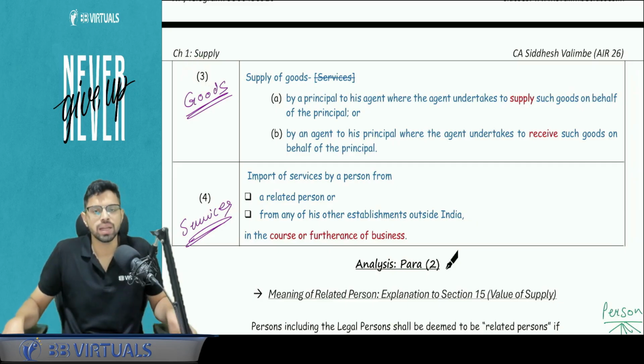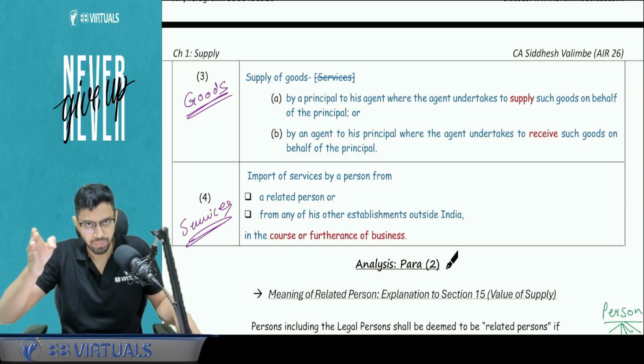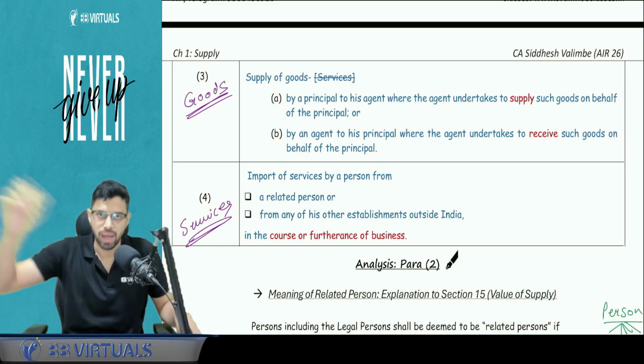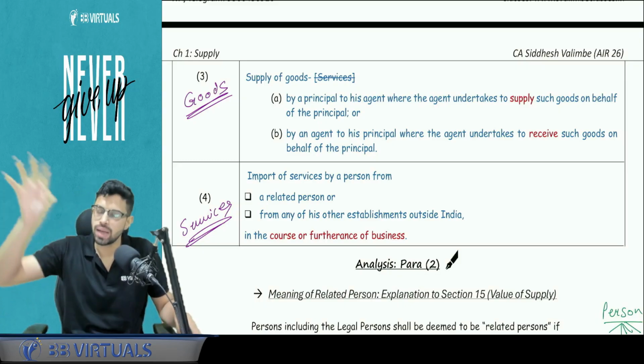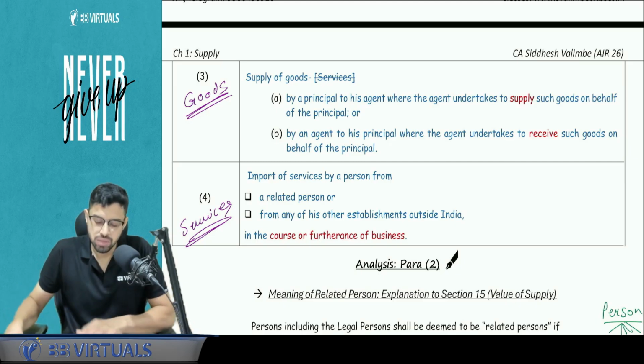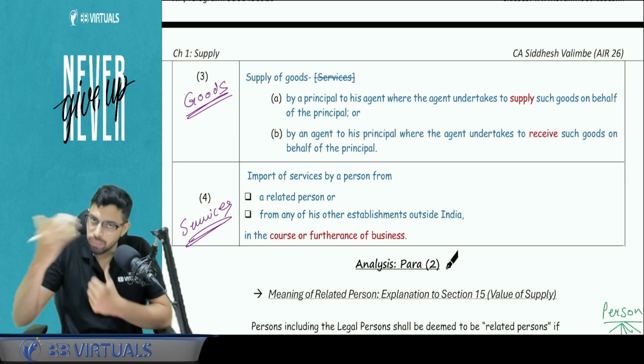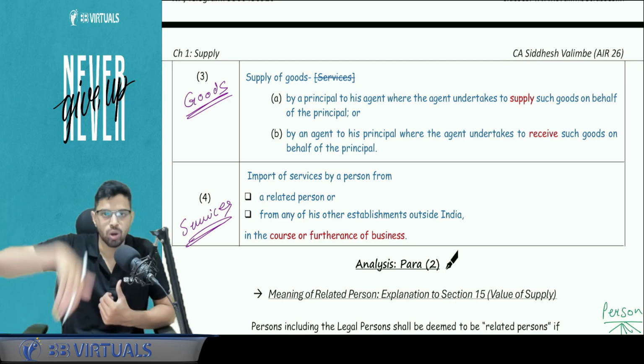What is paragraph number 3? Paragraph number 3 talks about the transfer of goods between principal and agent. So the agent can supply ahead, or vice versa is possible. The agent is receiving the goods and giving back to the principal. A lot of times we think that agent means one who is supplying on our behalf. No, it can be supplying on our behalf or it can be receiving on our behalf.